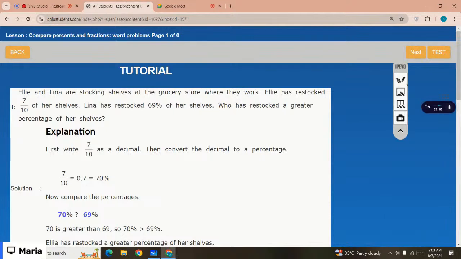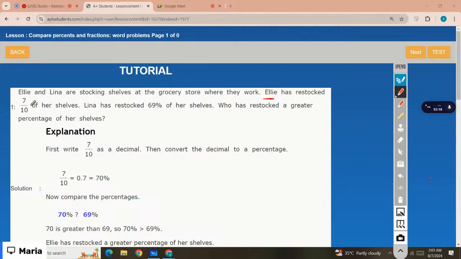So you are given Ellie did 7 out of 10, right? And Lena did 69%. One of them is in the fraction form, the second one is in the percentage form. So convert this one also into percentage form. So 7 over 10 means 70%. So 70% is greater than 69%. That means Ellie has restocked a greater percentage of her shelves, right? Okay, let's start with the test questions.